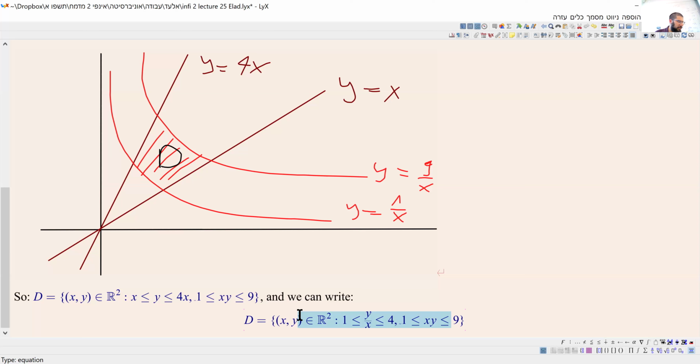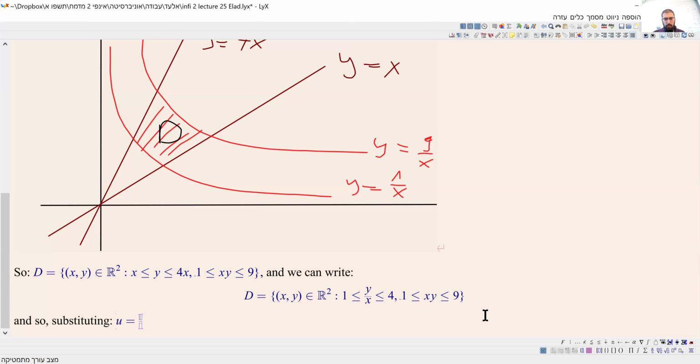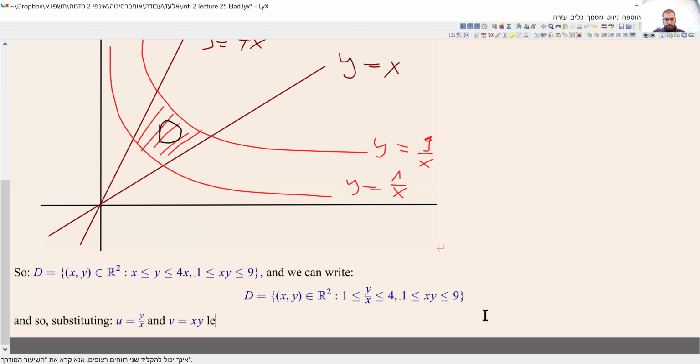And as we did in our motivation, in the color teal, substituting u to be y over x and v to be x multiplied by y, you get a rectangular domain, which should be pretty easy to calculate the integral over. But what is the price we pay? This is the J we mentioned before. So, substituting u to be y over x and v to be xy leads to a rectangular domain.